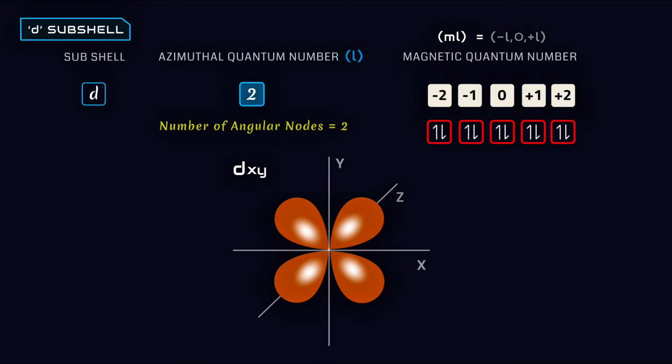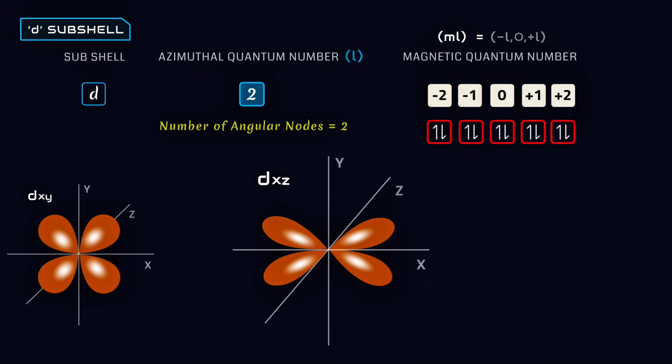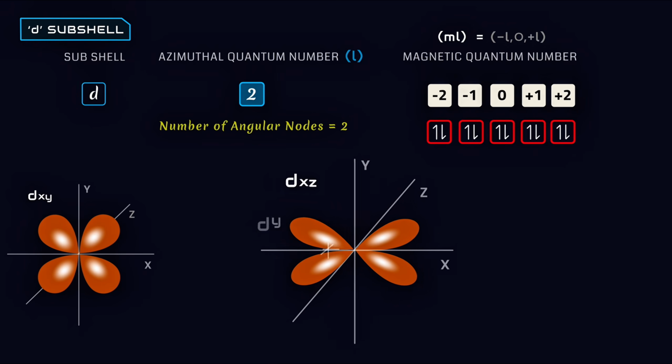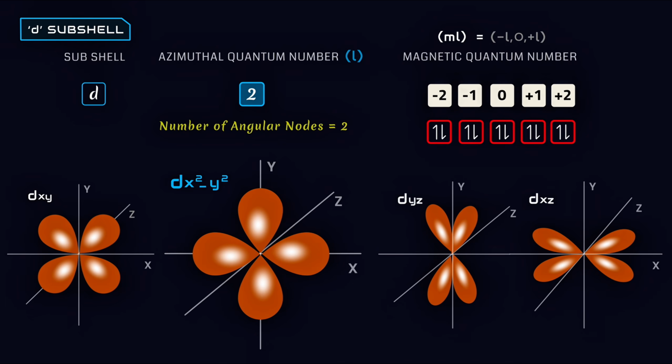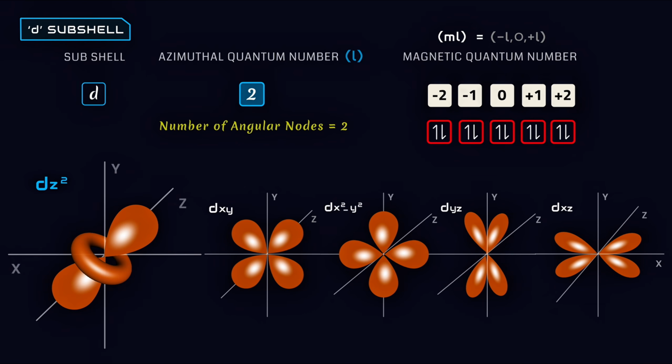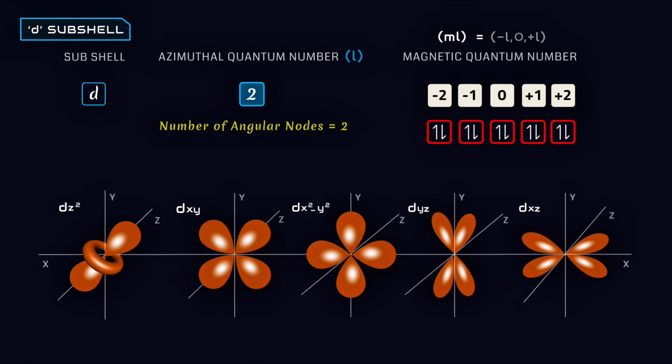dxy lies in the xy plane with lobes between the x and y axes. dxz lies in the xz plane with lobes between the x and z axes. dyz lies in the yz plane with lobes between the y and z axes. dx²−y² lies in the xy plane with lobes along the x and y axes. dz² is oriented along the z-axis, with a ring in the xy plane and lobes above and below. Higher subshells have even more complex orbital shapes.